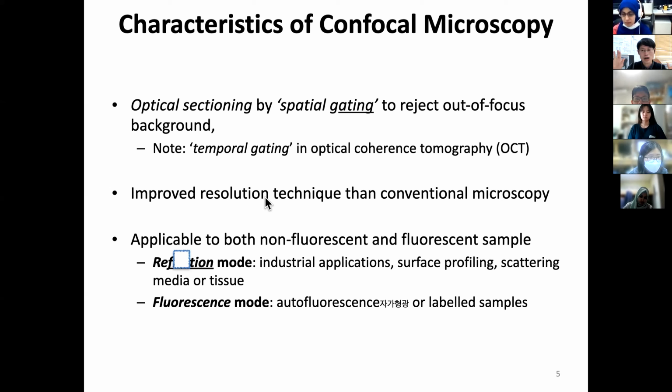We'll think about why that's the case. And as I say, application to both. What about non-fluorescent sample? That's possible with confocal, but not possible with multiphoton or two-photon microscopy. But for fluorescent samples, you can apply confocal to both of these.